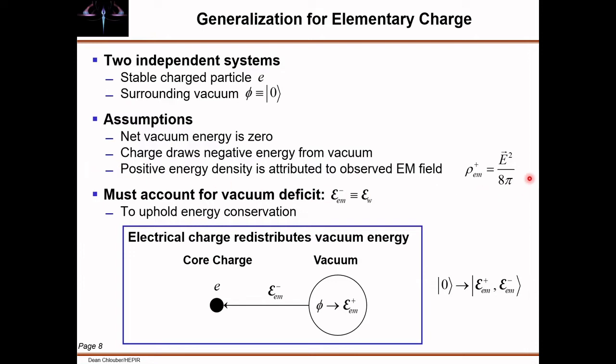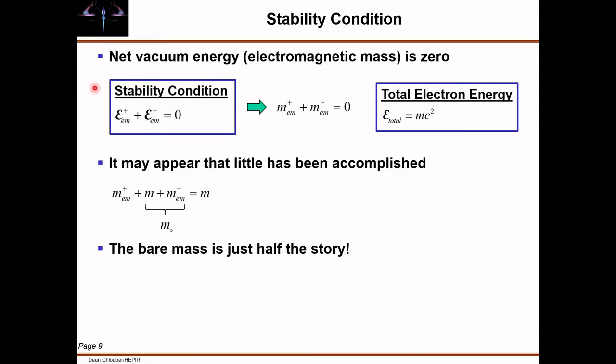In this case, the electrostatic field energy, E squared over 8 pi. Now, to uphold energy conservation, we need to account for the vacuum energy deficit. And the whole process may be visualized as a redistribution of vacuum energy by the core electrical charge. Now we can write a stability condition on the vacuum energies, and equivalently one on the electromagnetic masses.